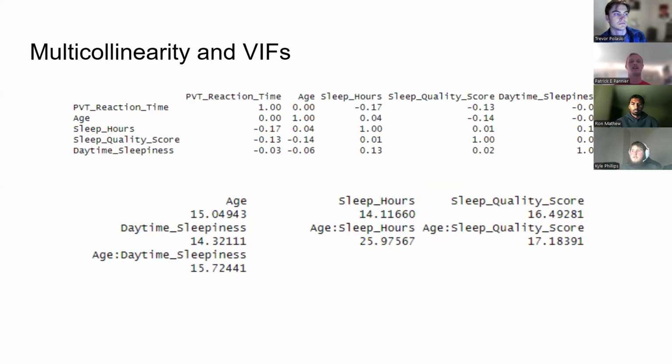For multicollinearity, first looking at the pairwise correlations, they're actually extremely low, which is unusual when you look at the VIFs below, which are all over 10. Some of the interaction terms are actually over 20, which results in severe multicollinearity in the model.